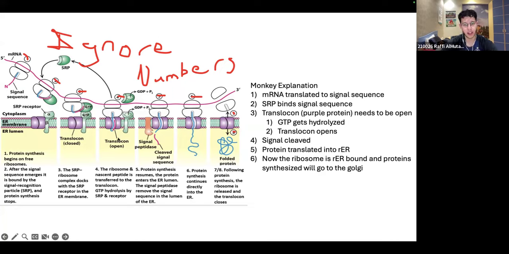All right, perfect. Another thing, now this is a question for you guys. Let's say this isn't a signal sequence. Let's say there is no SRP and there is no signal sequence. In your opinion, what do you think will happen? Feel free to unmute your mic or chat, whatever you prefer. So there is no signal sequence and there's no SRP. What do you think will happen?